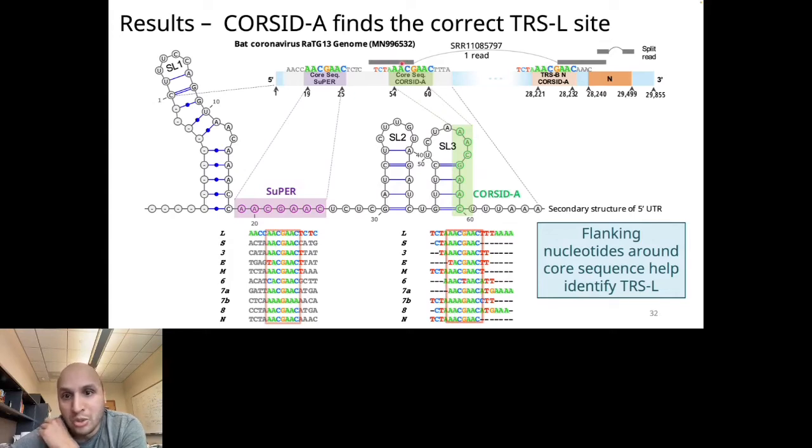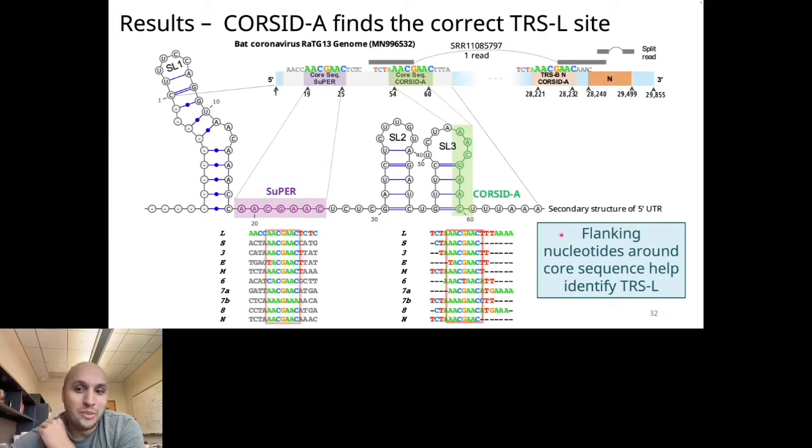And we actually saw a split read. So a read that was split into two parts, aligned to actually over here. And it also aligned to the TRS-B in front of N. So you can actually see discontinuous transcription happening here.